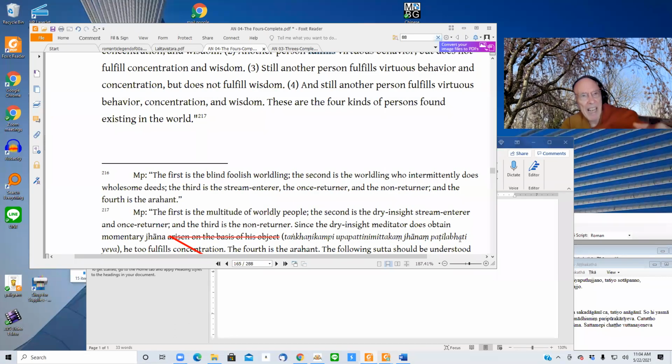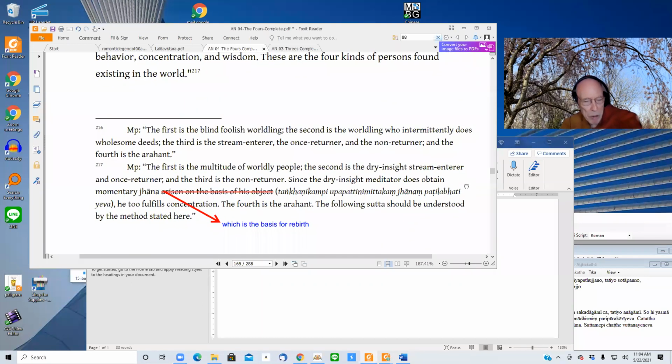Probably the standard concentration for the non-returner would be the attainment of the jhanas, at least the first jhana. But the dry insight meditator doesn't attain any jhanas. But the commentary gives a rather interesting and unusual explanation here. It says that the dry insight meditator fulfills concentration because he obtains momentary jhana, which is the basis for rebirth.